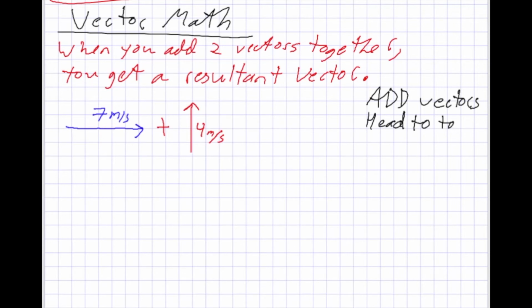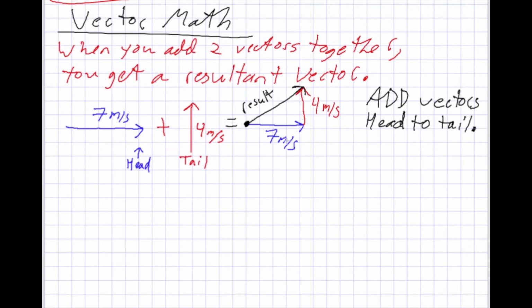The way that we combine our vectors is we add them head to tail. And what I mean by that is this. Here is my first vector of 7 meters per second. The head of the vector is right here. Okay, so again, this is the head. And then the tail of my second vector is down here at the bottom of it. So head to tail. And then how do I find out what my resultant is? Well, my resultant goes from the tail or the beginning of my one vector to the head of my last vector. So this is going to be my resultant.